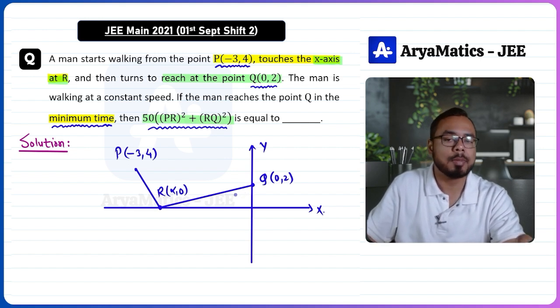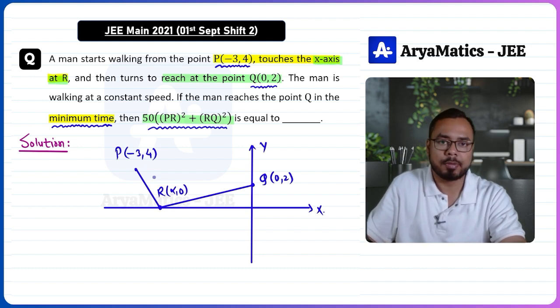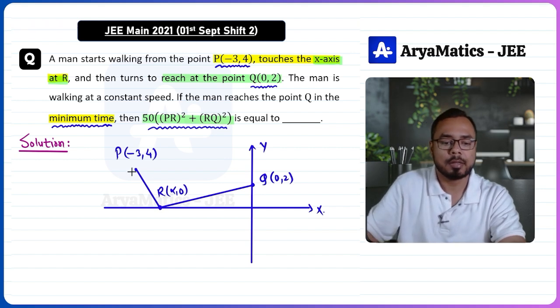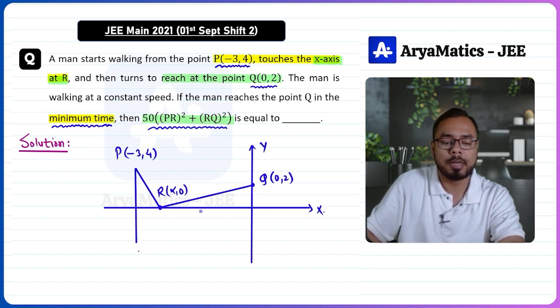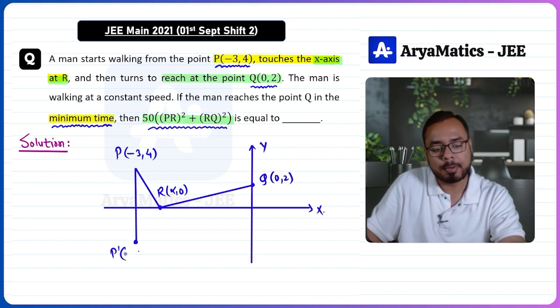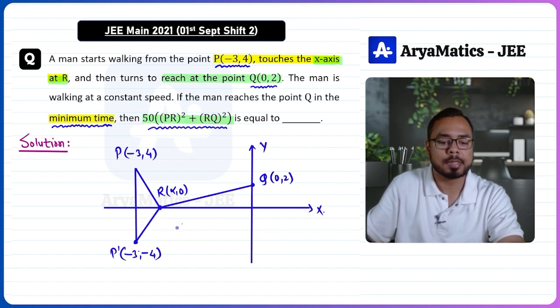So in these types of problems, the key concept is that you take the image of any one of these 2 points, either point P or point Q, in the line which the person has to touch, right? The person has to touch the x-axis at some point. So let us take the image of point P in the x-axis, and let us say this point is P dash. The x coordinate will be -3 and the y coordinate will be -4. Now, if P dash is the image of point P in the x-axis, then the lengths PR and P dash R will be equal.